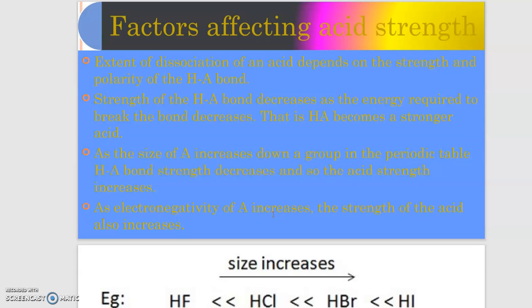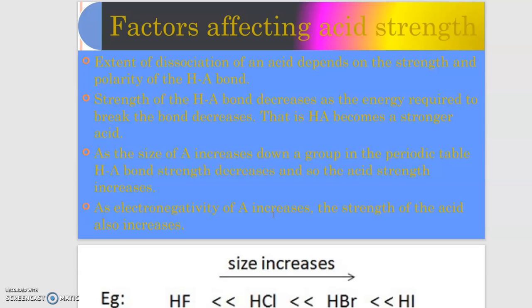For example, if you take HCl, HF, etc. Here hydrogen is very small, fluorine is also very small, and there is a very large electronegativity difference between hydrogen and fluorine. So in the bond, the electrons will be more towards fluorine. So the bond energy is very low, so it can break easily. So HF is a very strong acid. So this bond we can easily break.